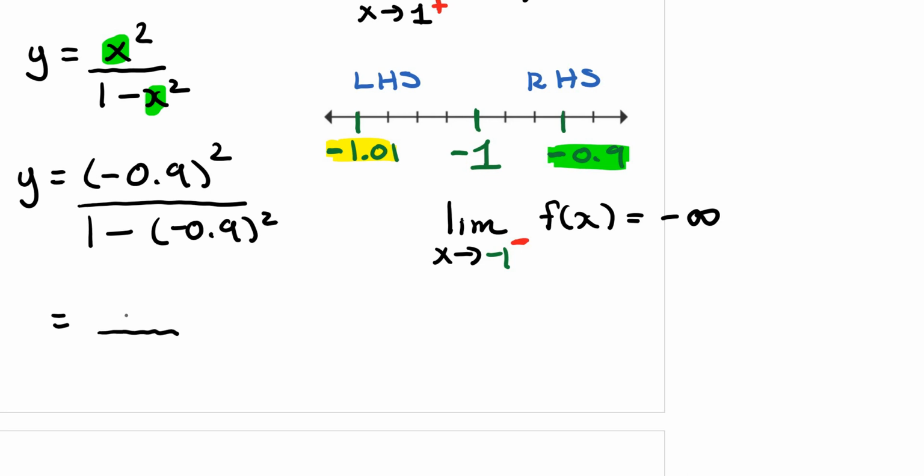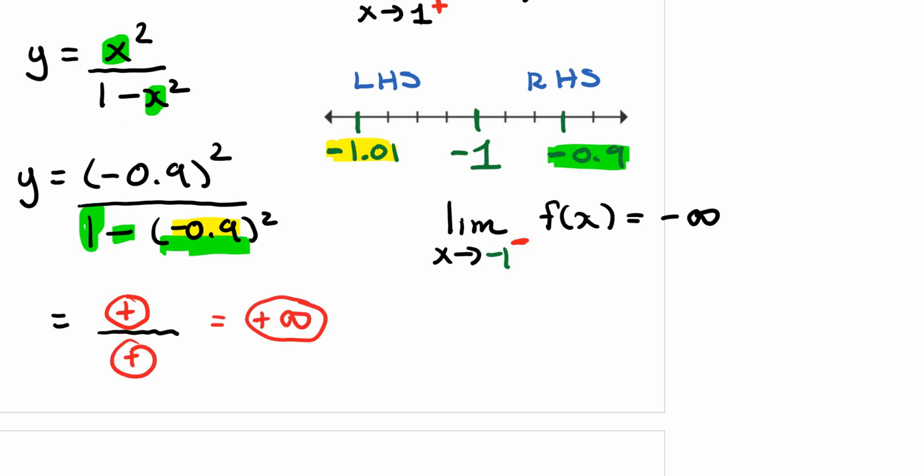I guess I'll say that the numerator is always positive. And this number right here, 0.9, is less than 1, and if we square it, that's still going to be less than 1. So if I have 1 subtract a number that's less than 1, that should be a positive result there. So this is going to be positive infinity.